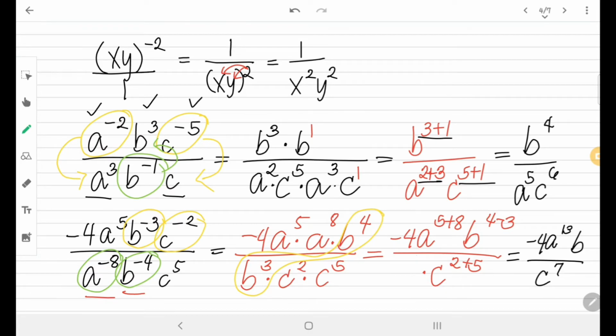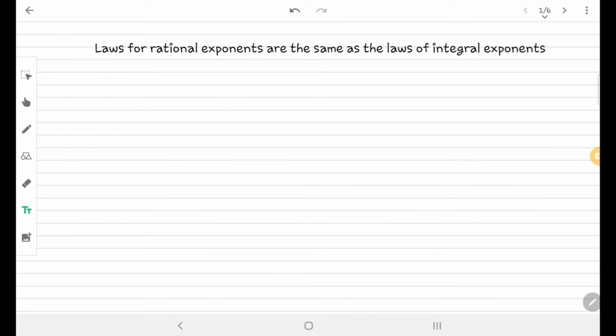So, that is how you do the negative exponent. Laws for rational exponents are the same as the laws of integral exponent. So, when we say rational exponent, kasi ang exponent nila ay fraction. So, makakita kayo ng x raised to m over n. Ganyan.